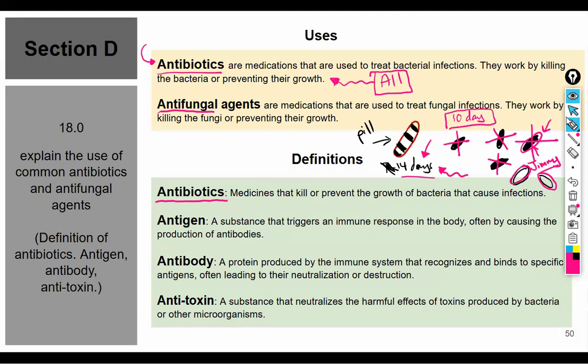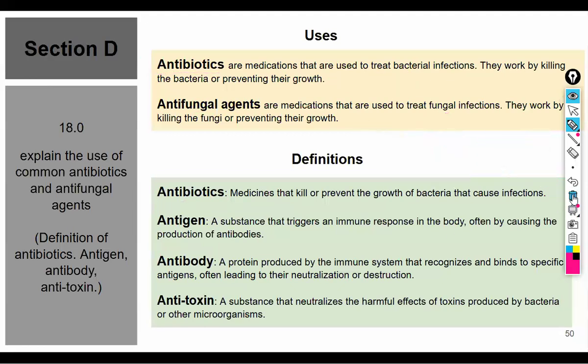An antigen, right? Is an antigen a good thing or a bad thing? Some people will say it's good. Well, let me describe it. It's a good and a bad thing, depending on how you look at it.